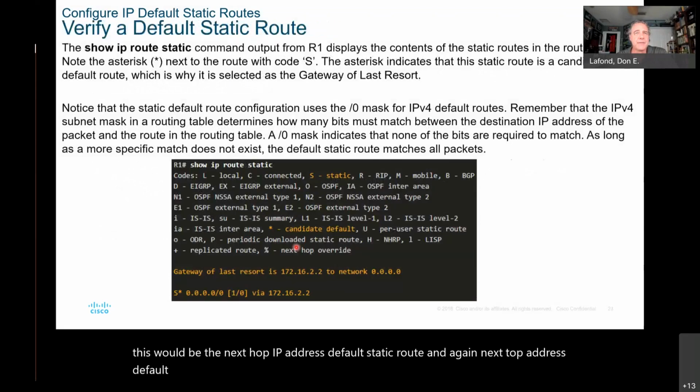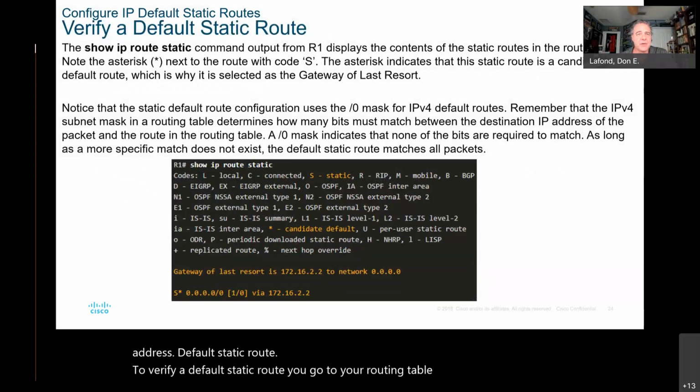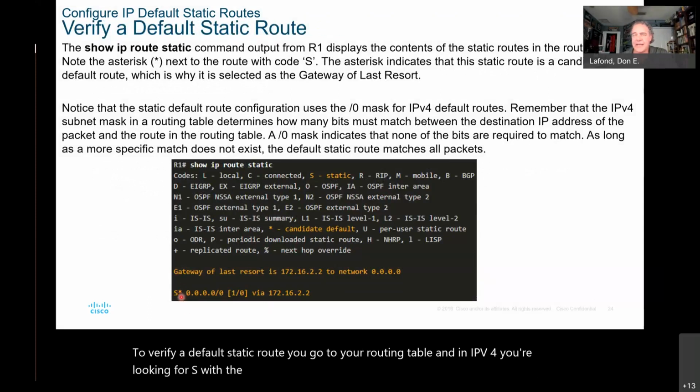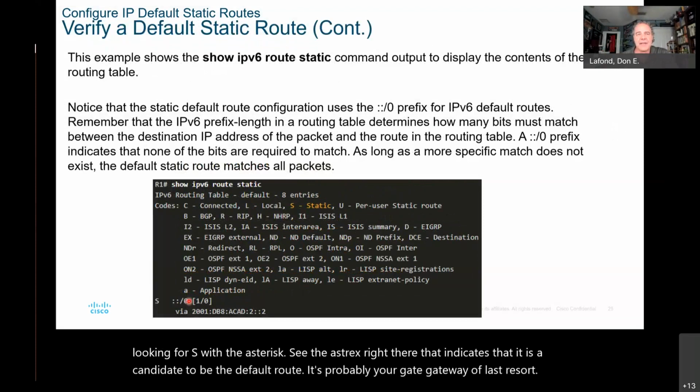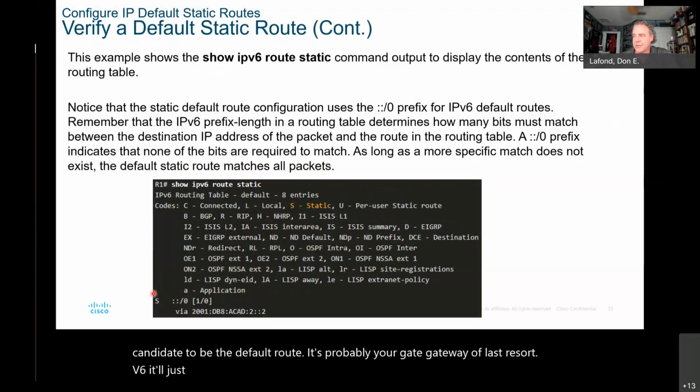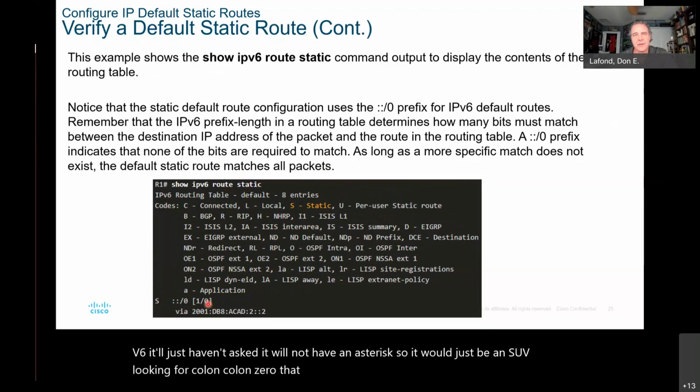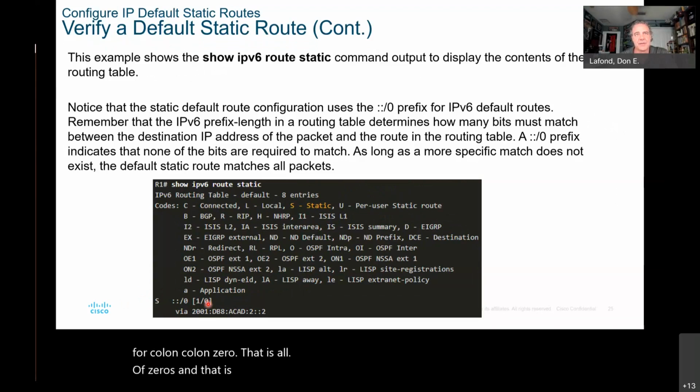To verify a default static route, you go to your routing table, and in IPv4, you're looking for S with an asterisk. See the asterisk right there? That indicates that it is a candidate to be the default route. It's probably your gateway of last resort. In IPv6, it'll just have an S. It will not have an asterisk. You're looking for ::/0. That is all zeros, and that is your default static route in the IPv6 routing table.